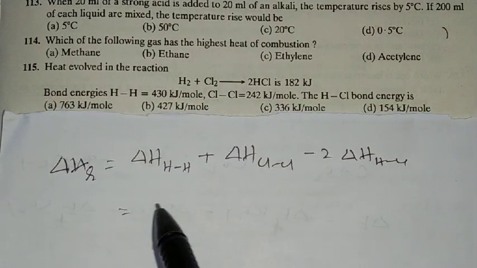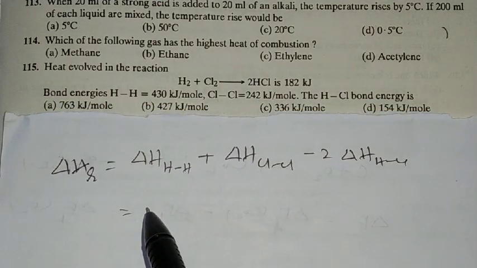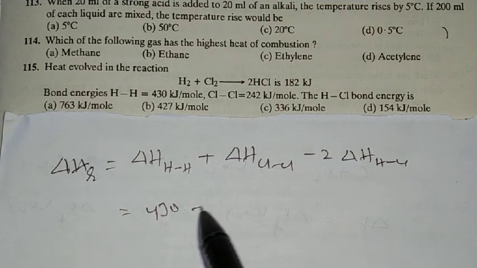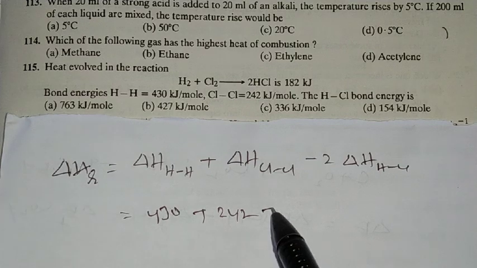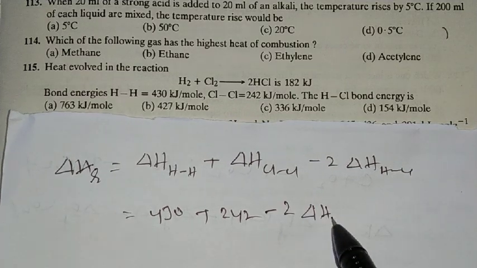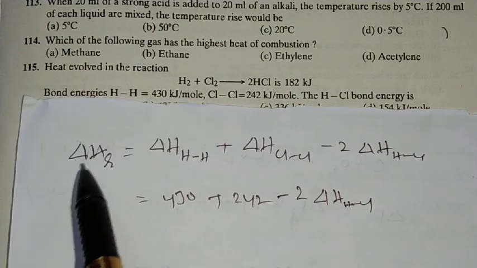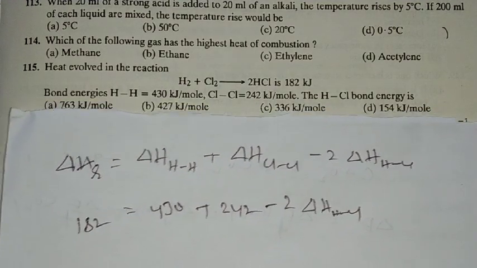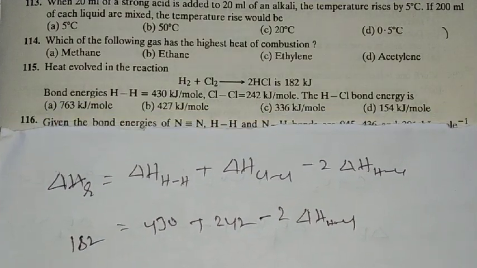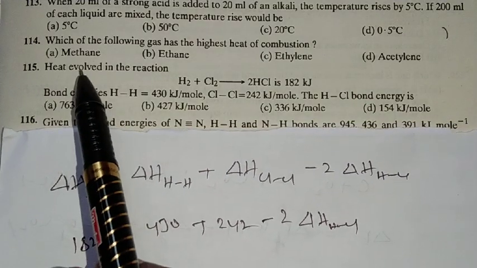Now here delta H of H-H is 430 plus Cl-Cl 242 minus 2 into delta H of H-Cl. This is the only one we don't know. Delta H of reaction is already given. What is that value? 182. Is it okay? 182. Evolved, they have given here.